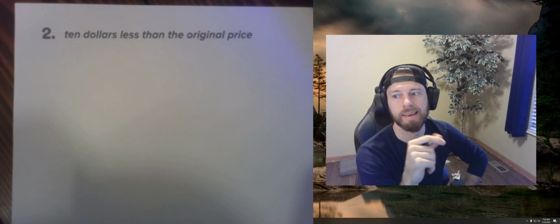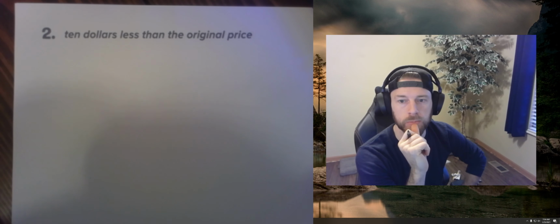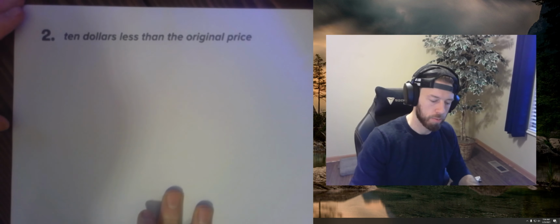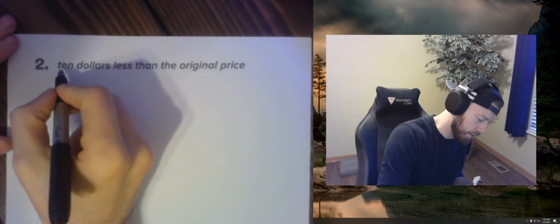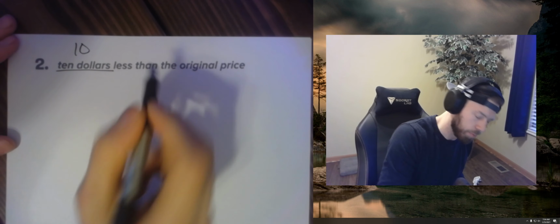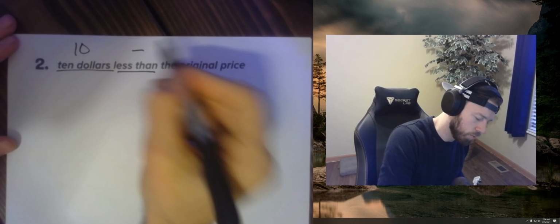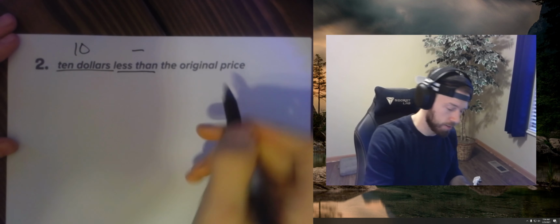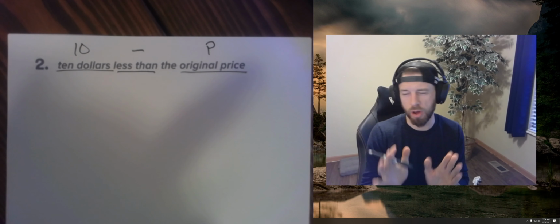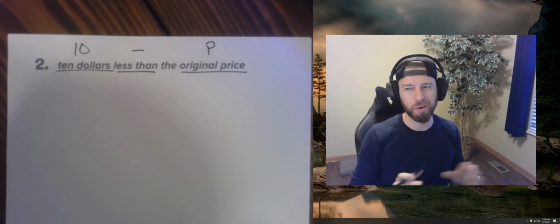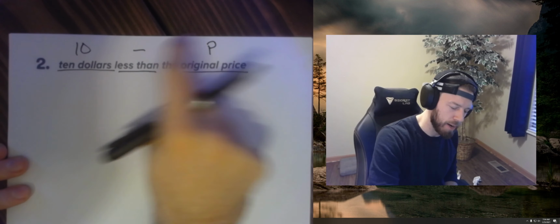$10 less than the original price. This is what normally people would do on this one. I'll show you a mistake people make. $10 would be a 10. That's correct. Less than would be subtraction. That's correct. The original price, let's say P. I probably wouldn't go with O there. Some people might have put an O for original price, but that would be confusing because you might think it's a 0. So let's go with P. And then the people would write 10 minus P.